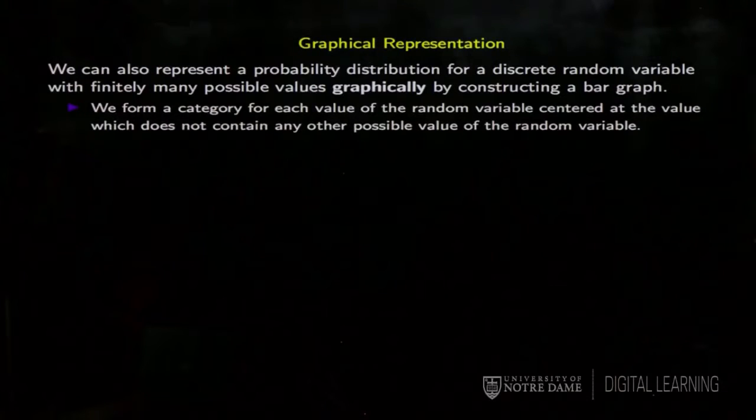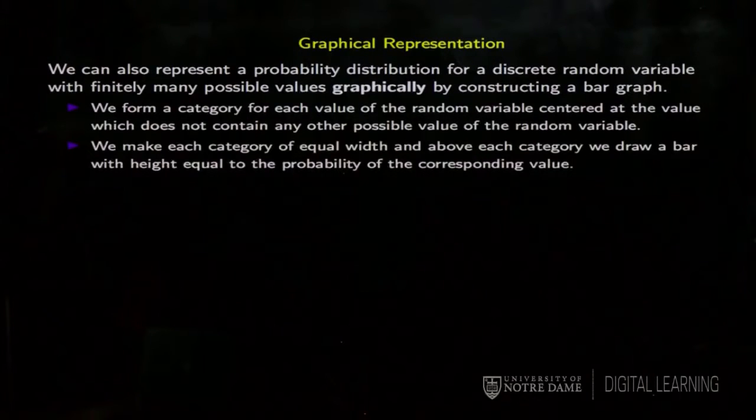I form a category for each value of the random variable, and I'm going to center it at that possible value of the random variable. And that category, or that interval, should not contain any other possible values of the random variable. And we make each category of equal width so that our final graphical representation adheres to the area principle. And above each category, we draw a bar whose height is equal to the probability of the corresponding value.